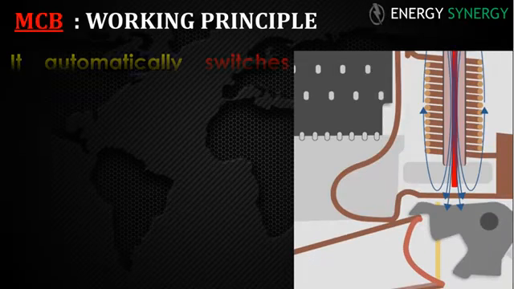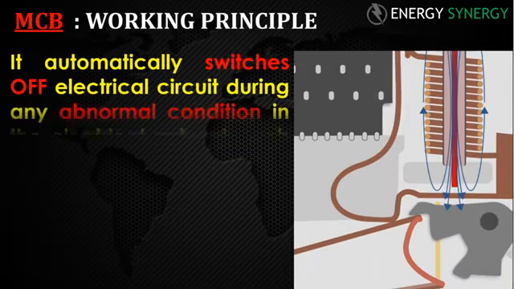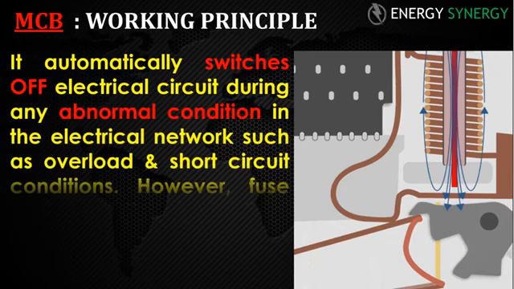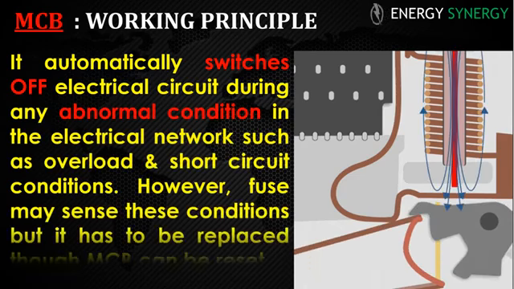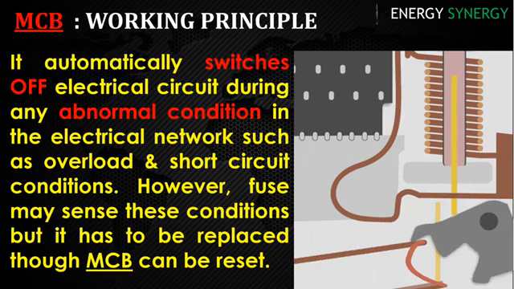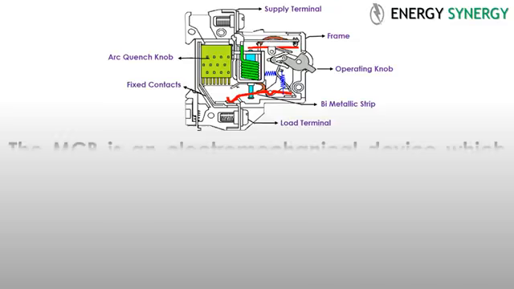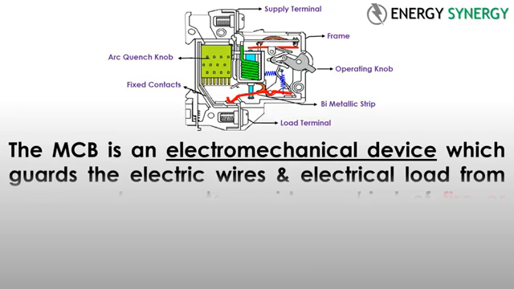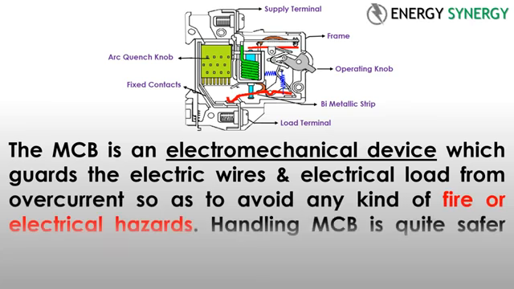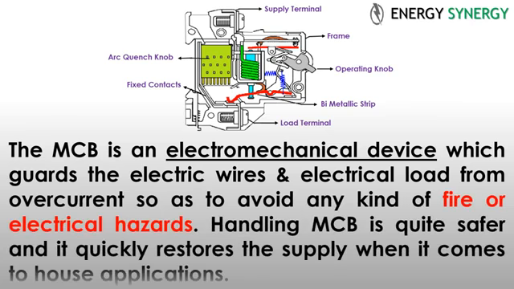It automatically switches off electrical circuit during any abnormal condition in the electrical network, such as overload and short circuit conditions. However, fuse may sense these conditions, but it has to be replaced, though MCB can be reset. The MCB is an electromechanical device which guards the electric wires and electrical load from overcurrent so as to avoid any kind of fire or electrical hazards.